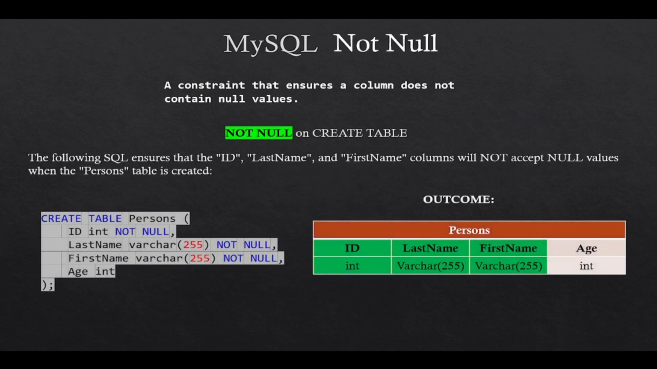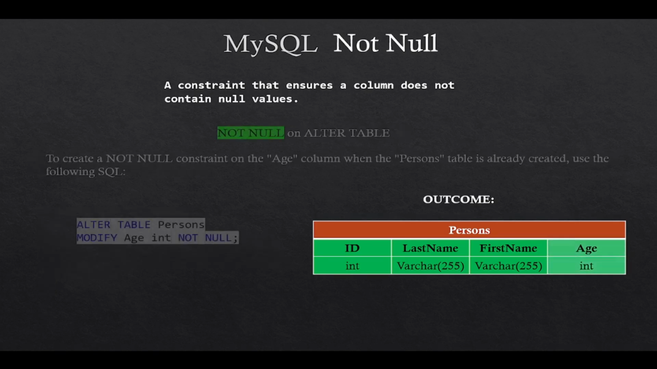Not null on create table. The following SQL ensures that ID, last name, and first name columns will not accept null values when the persons table is created. Create table persons: ID int not null, last name varchar not null, first name varchar not null, age int. So in this example, the user must insert values in the columns ID, last name, and first name.